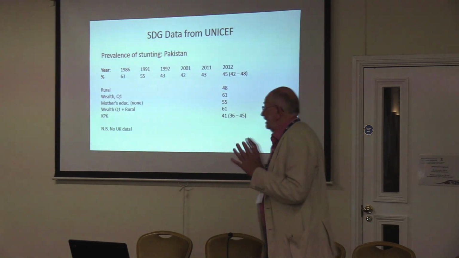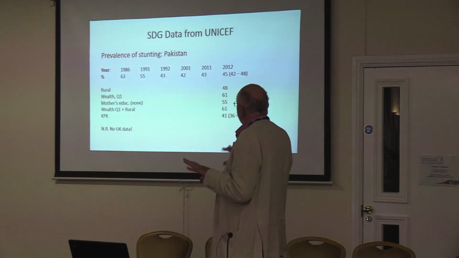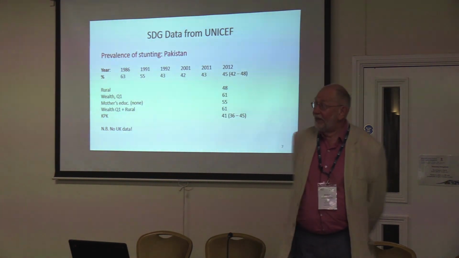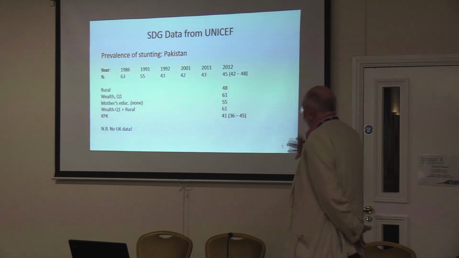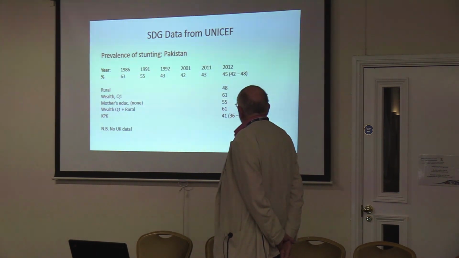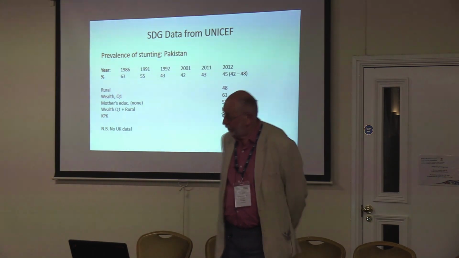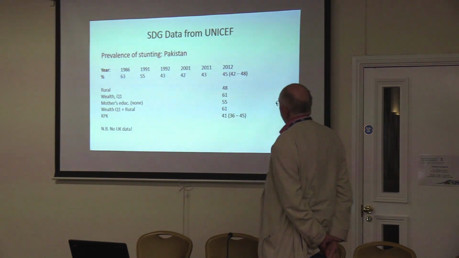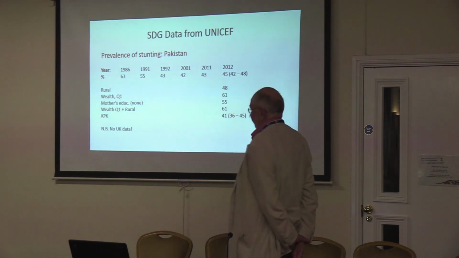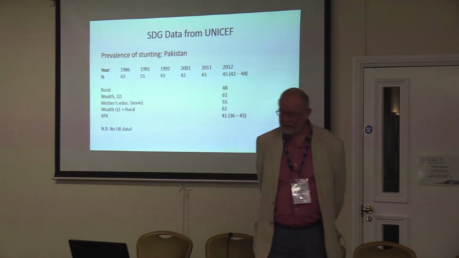And only in the most recent survey is there any kind of breakdown of this prevalence of stunting by these different groups, which is what the expectation is for the Sustainable Development Goals. So you can see that there is some variation, as you would expect. Those children born to and living in families in the lowest quintile of wealth, the prevalence of stunting is greater there, 61% compared with 45%, which is the average.